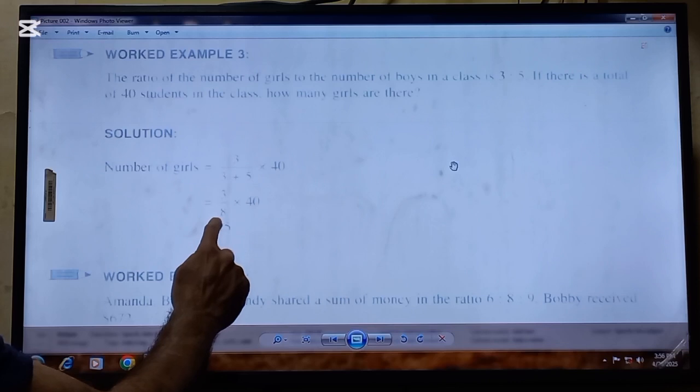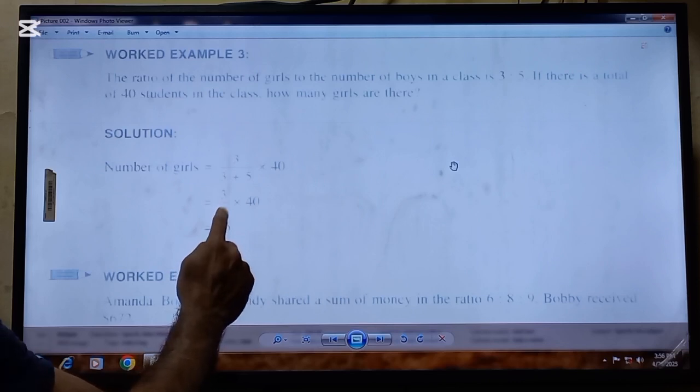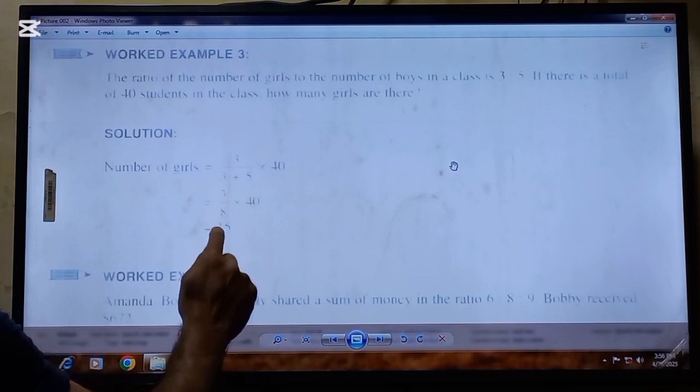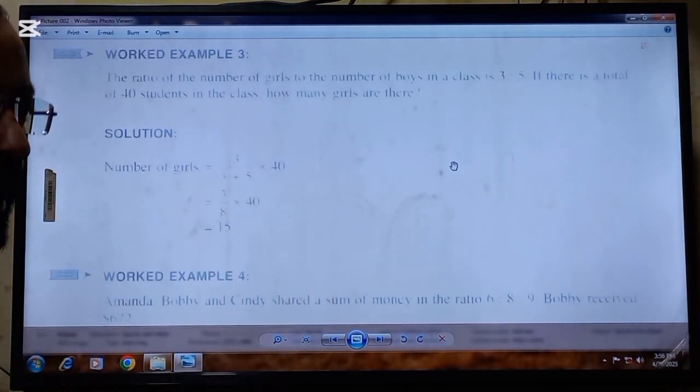So 3 plus 5 will be equal to 8, and here 8 will be cancelled with 40. So 8 5s are 40 and 5 3s are 15. So this is the method.